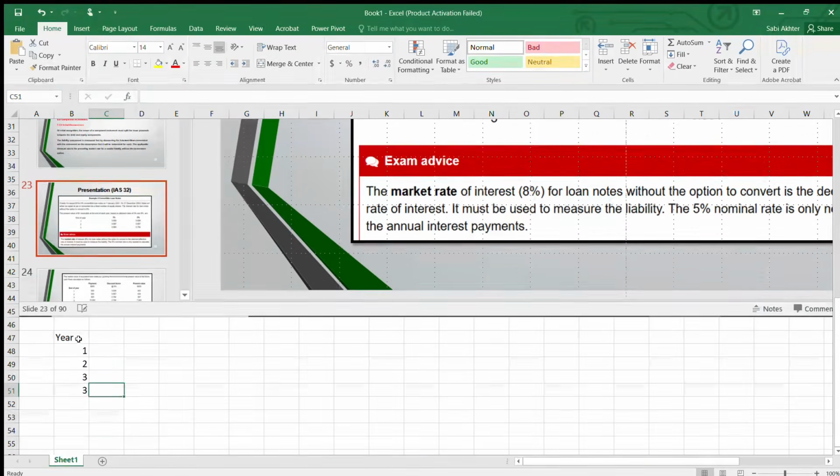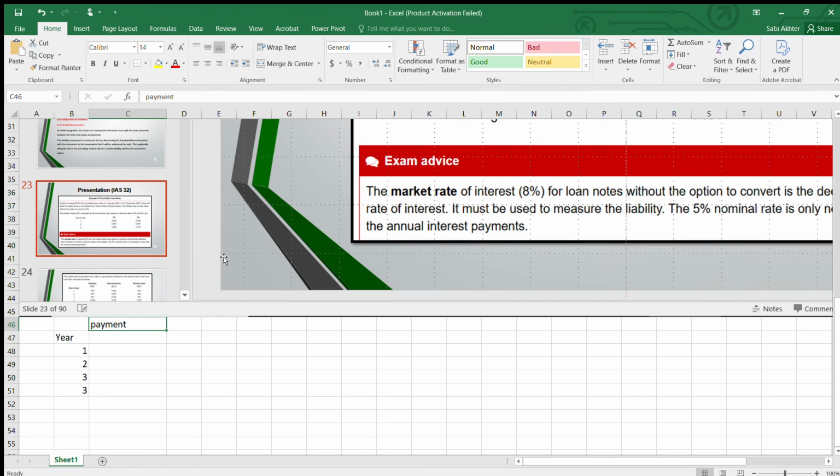Remember, we are working on the liability part first. So we have to know how much interest, and with the principal amount, how much we have to pay. The equity part will be dealt with later on. This is a compound instrument. We are separating the liability and equity component.